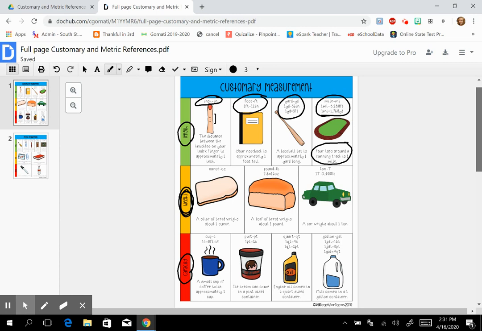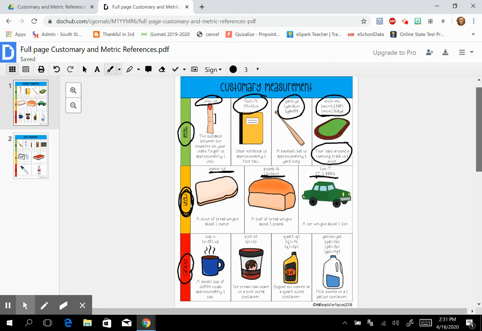Okay, next let's talk about weight, how heavy something is. We use ounces, pounds, and tons in the United States. So an ounce is about 1 slice of bread. That's how heavy an ounce is. It's pretty light. A pound would be like a whole loaf of bread. And then we use tons to measure cars or trucks or elephants. Really, really heavy things we measure in tons.